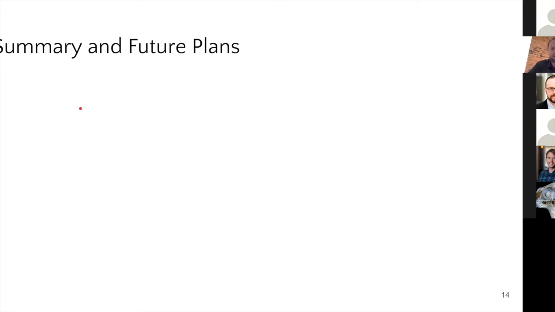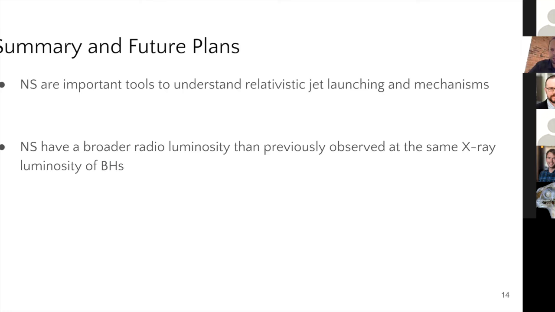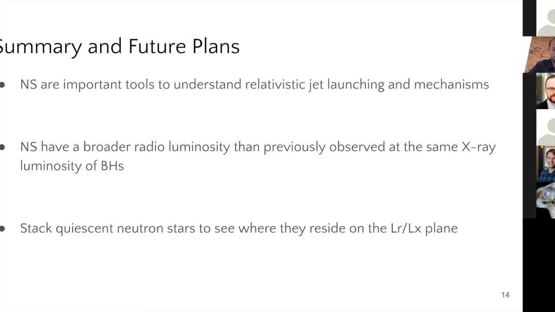So in summary, we know that neutron stars are important for relativistic jet launching and their mechanisms as well. And the big takeaway that I want everybody to get out of this presentation is that neutron stars do have a broader radio luminosity range than previously observed before. And now that we know this, there are really exciting ways that we can move forward. After delving into the higher luminosity end of neutron stars, something we want to do in the future is looking at the quiescent critters to see where exactly they reside on the radio and X-ray correlation plane.